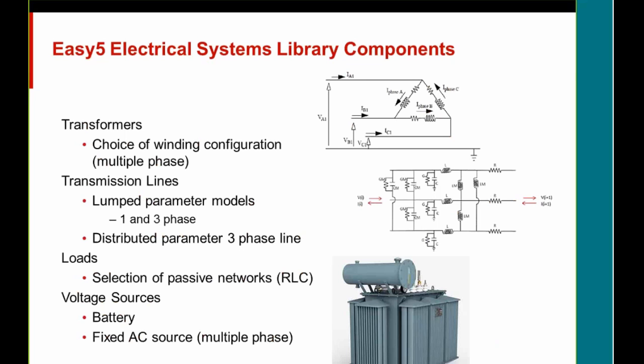Then there's a selection of types of transformers and a number of ways to model transmission lines. You can either use lumped parameter models or a three-phase distributed parameter line, so you can get whatever accuracy traded off with simulation speed that you want. And there's a number of passive components for loads and some voltage sources, such as a battery and then a fixed AC source if you don't want to go through modeling generation or the battery.